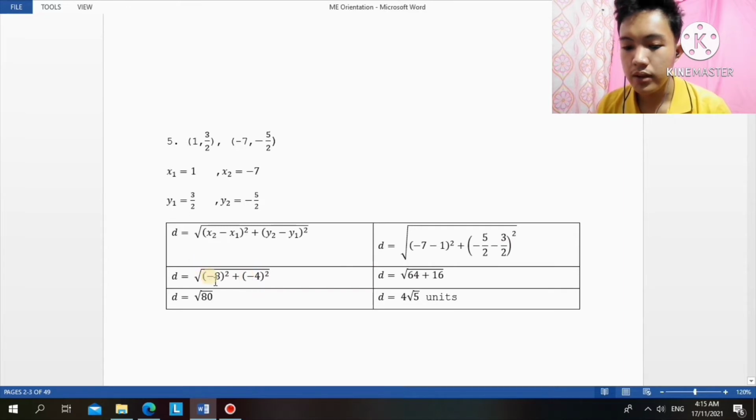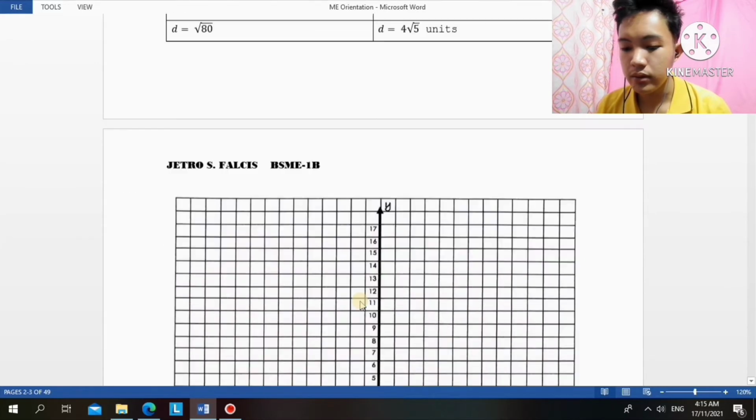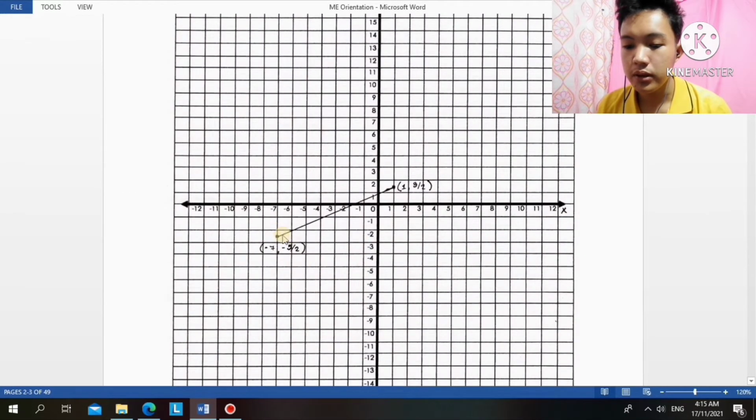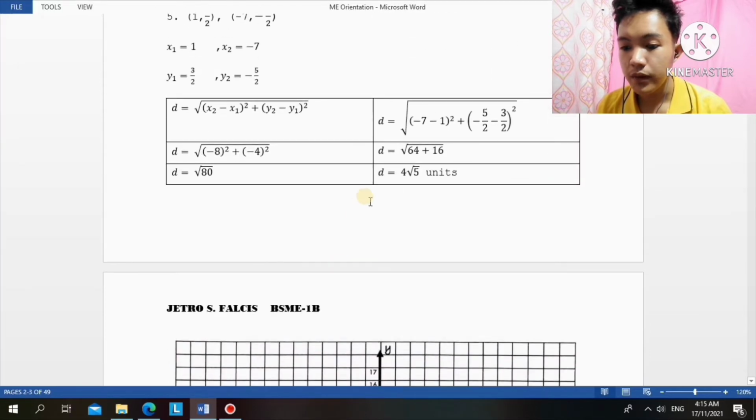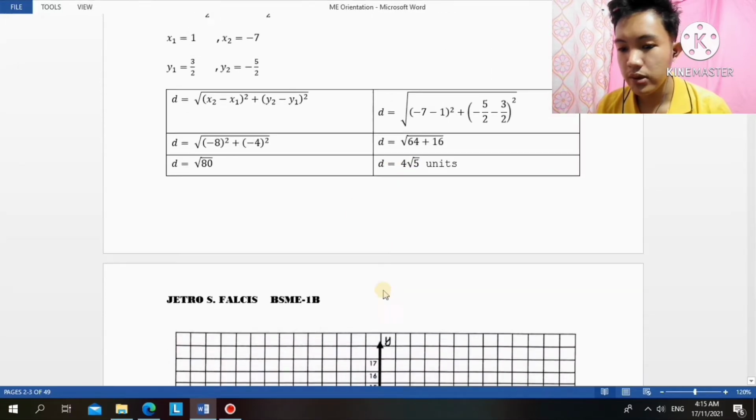So -8 raised to 2 is equal to 64. And -4 raised to 2 is equal to 16. So 64 plus 16 is equal to the square root of 80. So our distance is equal to 4 square root of 5 units. So the distance between these 2 points is equal to 4 square root of 5 units.